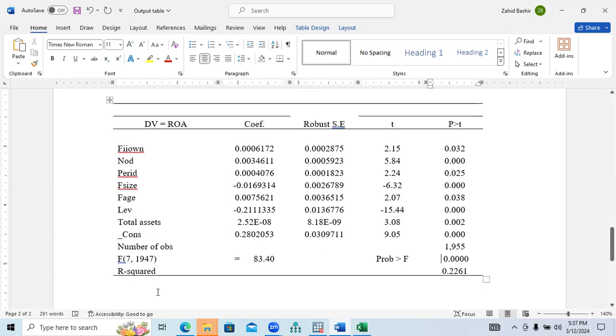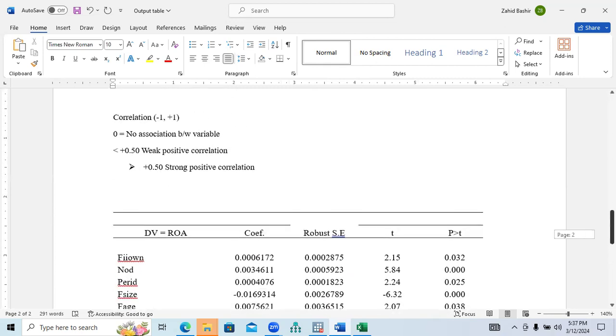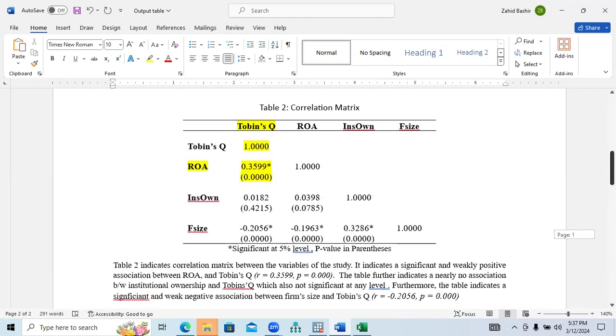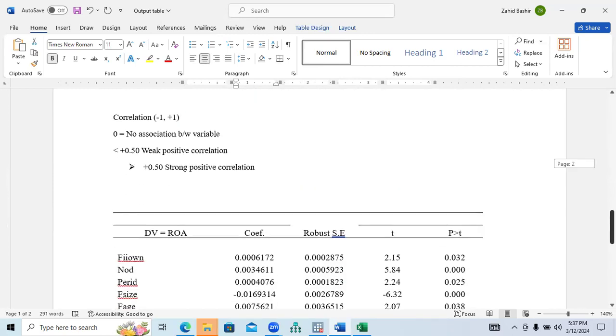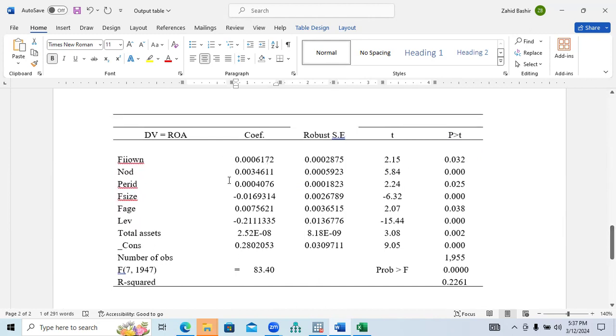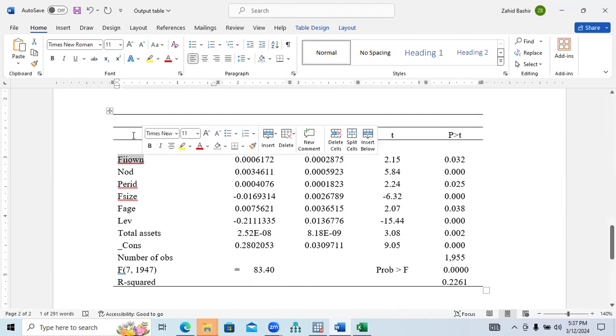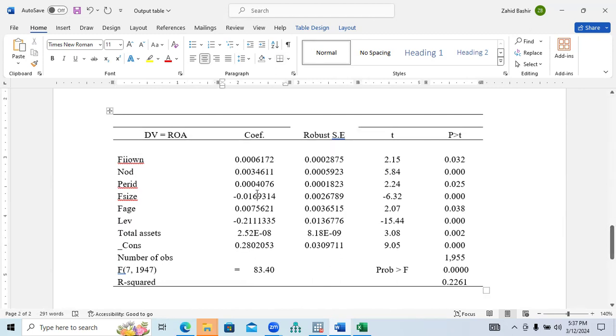Now you can interpret these values. Always remember that whenever you interpret the correlation matrix table, it means you are checking the association between variables, the association between ROA and Tobin's Q. But when you are interpreting the regression table, you need to know that you are seeing the impact of your independent variable on your dependent variable, whether this impact is positive or negative and whether it is significant or not. So let me show you the table view.